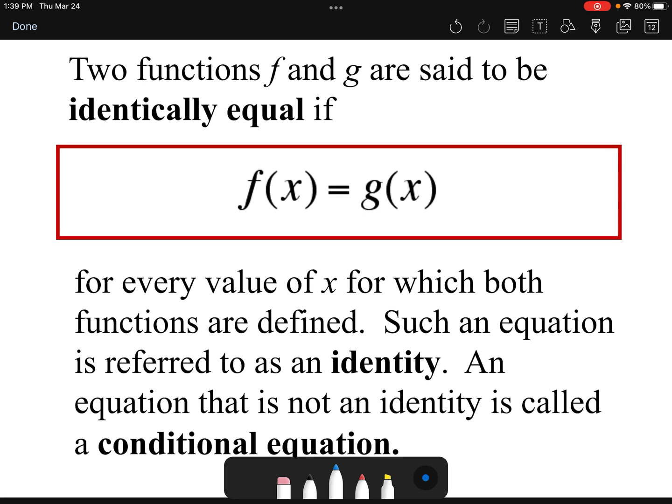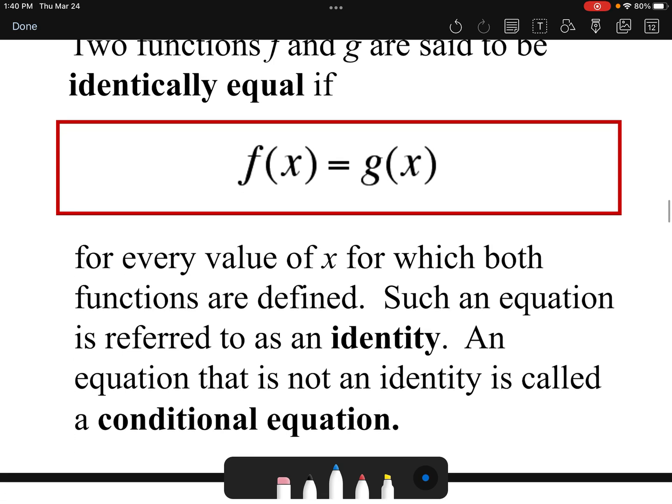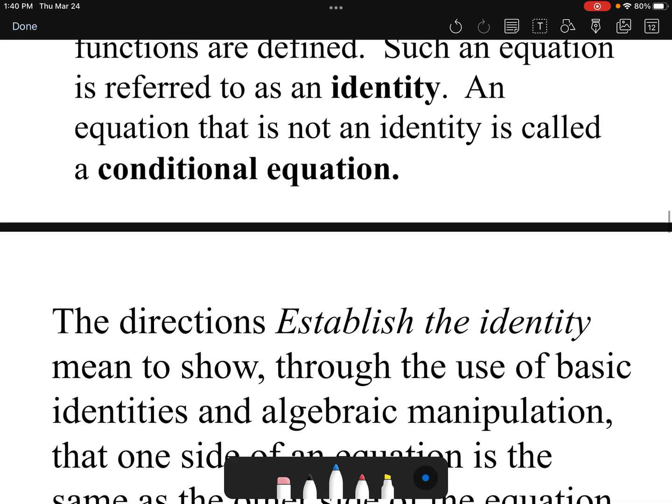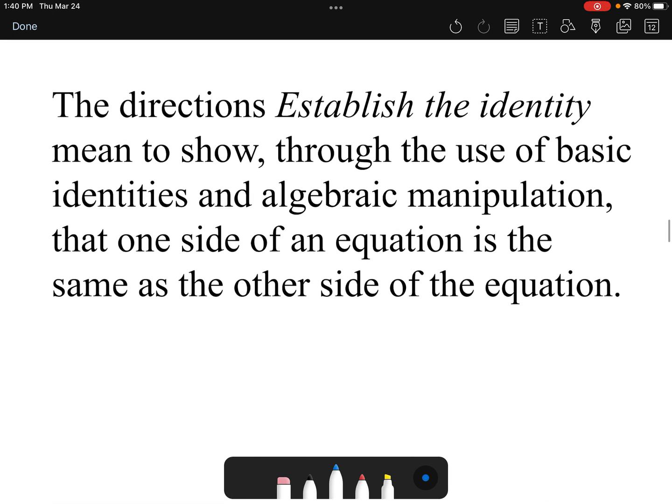All right, if you follow along in your notes, we also talk about identities. Now, two functions f and g are said to be identically equal if f of x equals g of x, for every value of x for which both functions are defined. If that's the case, we call those identities. If they're not equal, or if it's not an identity, we call them a conditional equation we have to solve, and we will be doing that later.